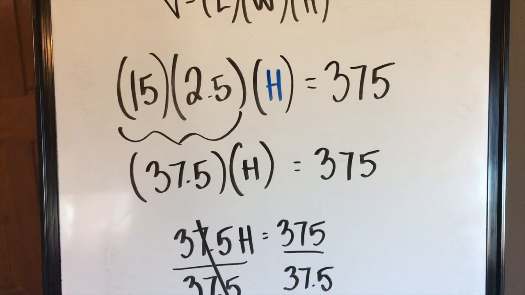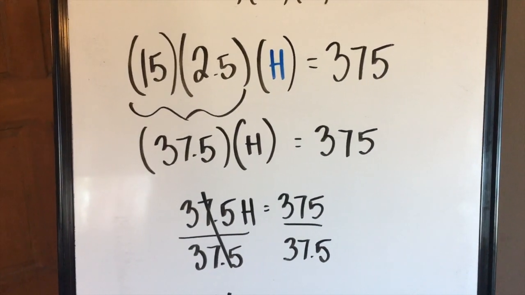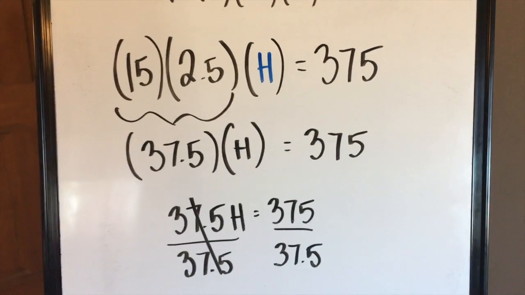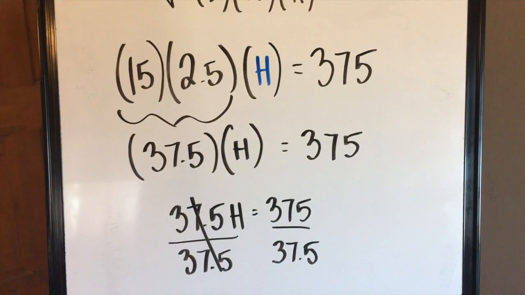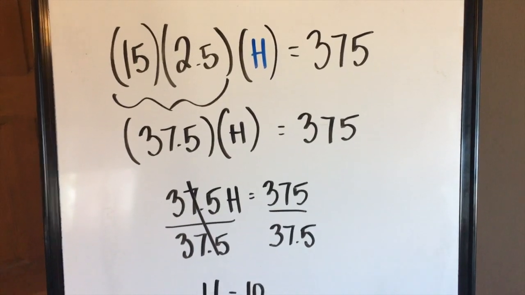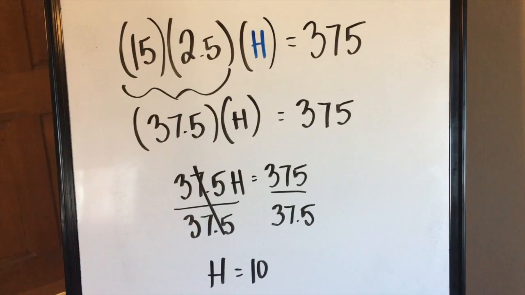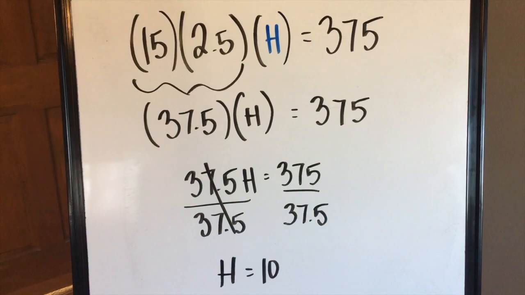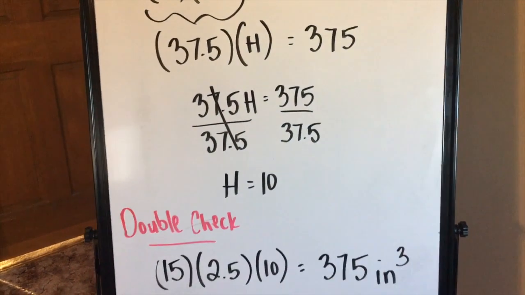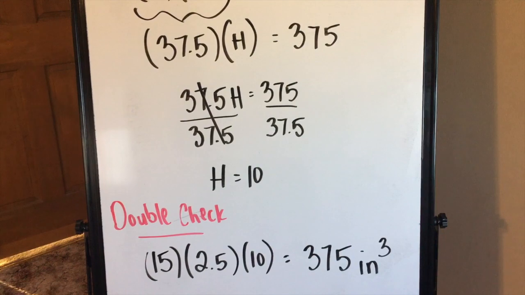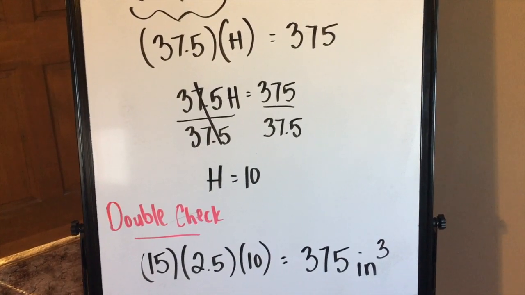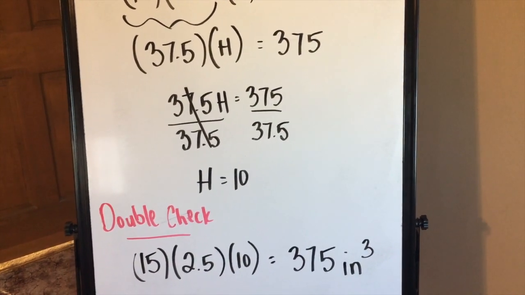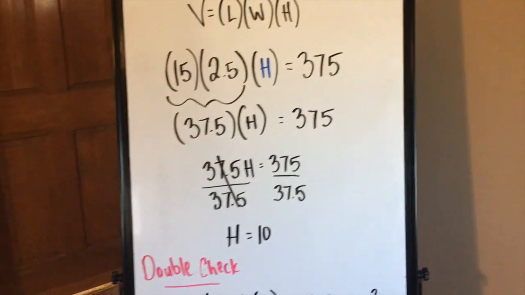And then to figure out our unknown value, we just have to do our inverse operations. So I divided by 37.5 on both sides to get h by itself, and 375 divided by 37 5/10 got me the value of h equaling 10. So my height should be 10. But in order to double check, I just substituted again. If h is 10, it should work. So I did 15 times 2 5/10 times 10, and it did in fact get me 375 inches cubed. So that's the goal for today.